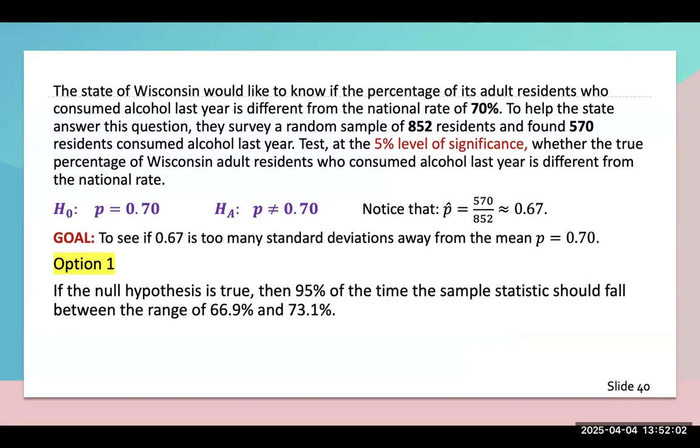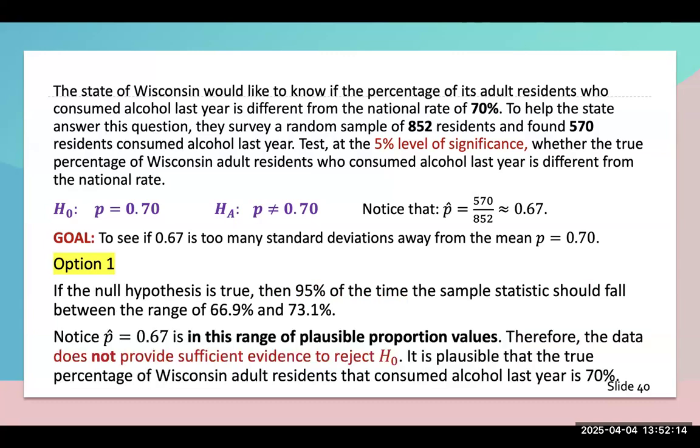So if the null hypothesis is true, then 95% of the time, the sample statistic should fall between the range of 66.9 and 73.1. Now, our p hat, 67%, is in this range of plausible proportion values. Therefore, the data does not provide sufficient evidence to reject the null hypothesis. It is plausible that the true percentage of Wisconsin adult residents that consumed alcohol last year is 70%. We didn't prove that it couldn't be 70%.